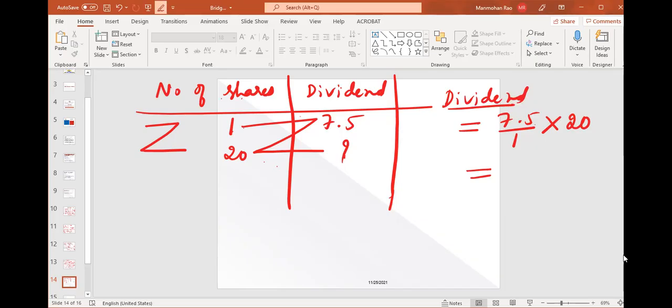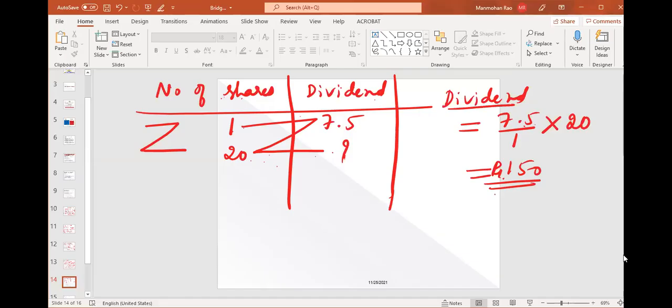So there will not be any confusion if you use this procedure. You always find two groups. What is calculated, put it on the right hand side of the second line, the second term. And what is given is always in the first one. Number of shares and dividend should be given. One is given, the other one is a question mark. So this is equal to 7.5 multiplied by 2. 7.5 into 2 is 15. So this is how you get 150 rupees.